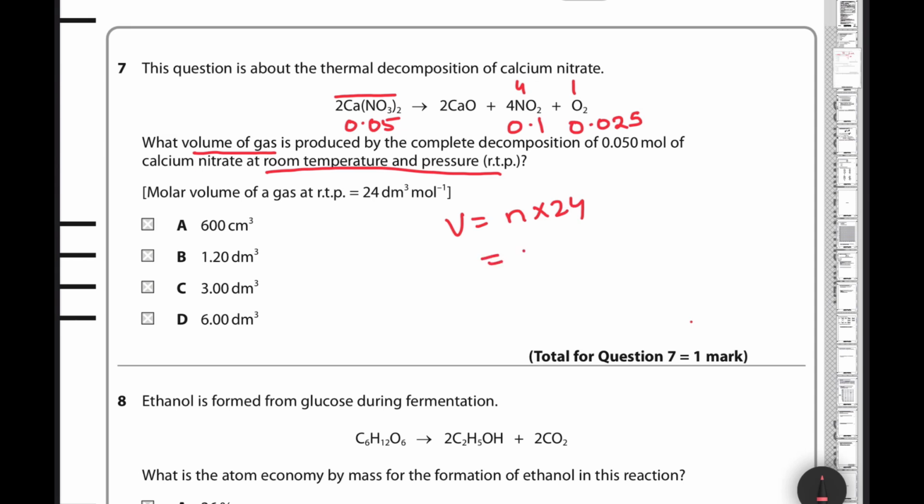So you have 0.125 moles, because you're going to add these two together, because that is the total moles of gas on your product side. So you just write your moles times 24. You solve it, you will get 3. And your answer will be C.